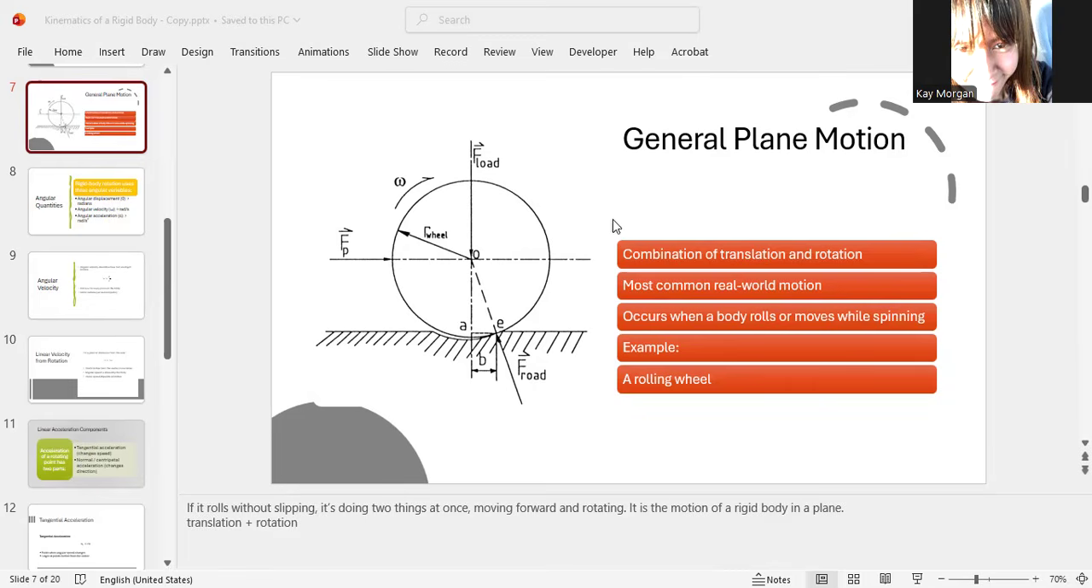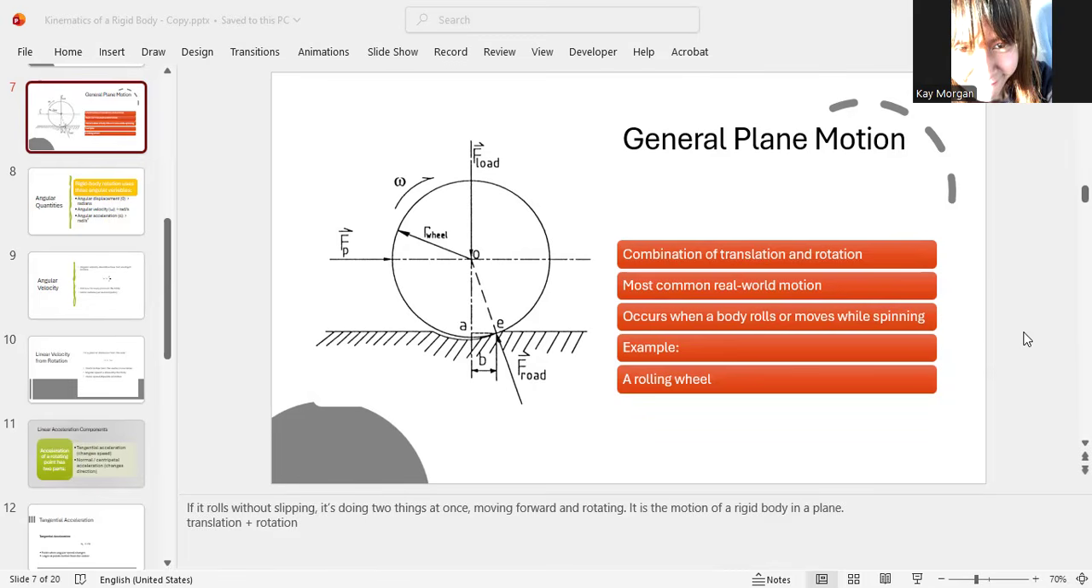Why is this general plane motion so important for us? Because it is the most common type of motion in real world mechanical systems, by the way. Very few objects only translate or only rotate in our world. Most of them do both at the same time. So if you get that much, I'm going to be very happy. This type of motion happens when your body moves forward and at the same time it is spinning. A rolling wheel, I already gave you that example in previous slides, is a classic example of general plane motion.